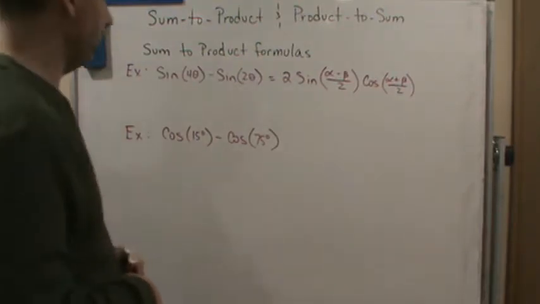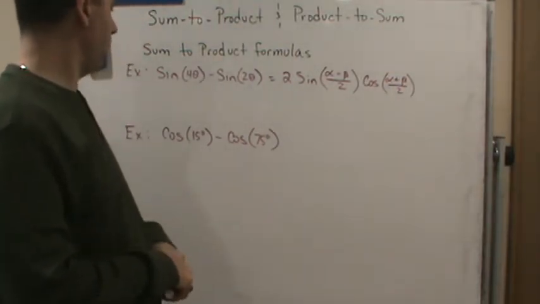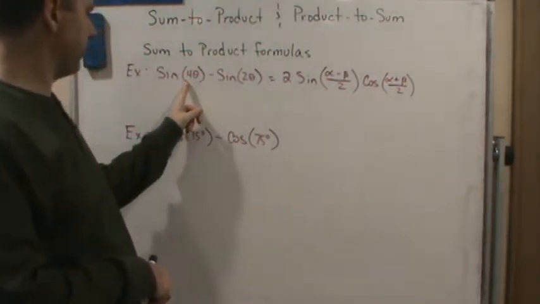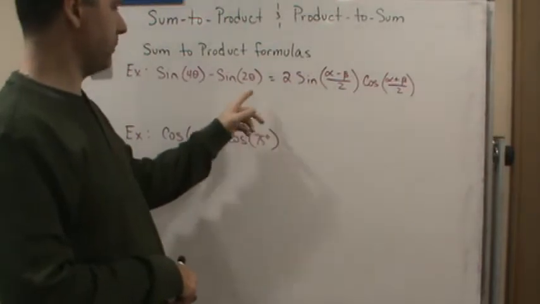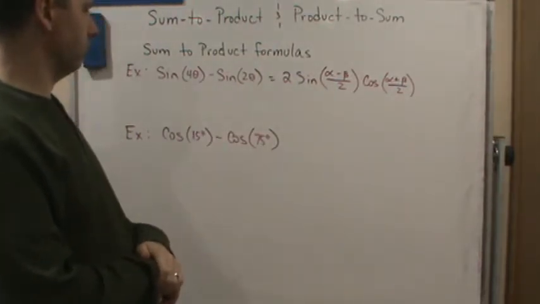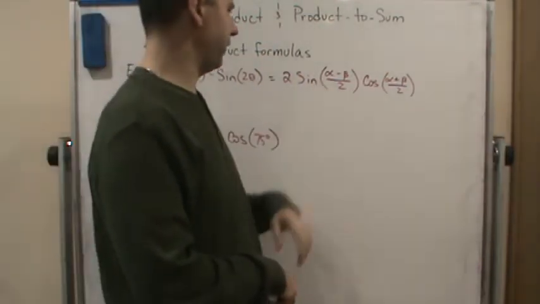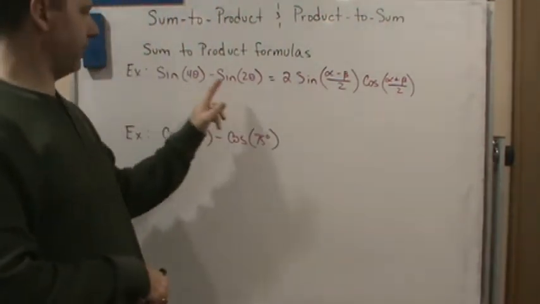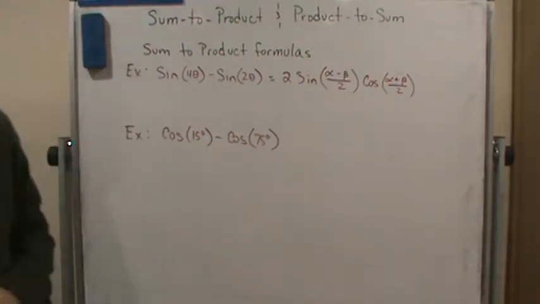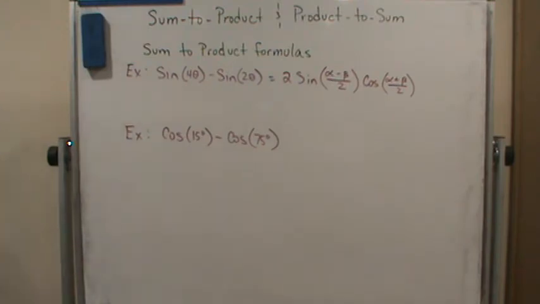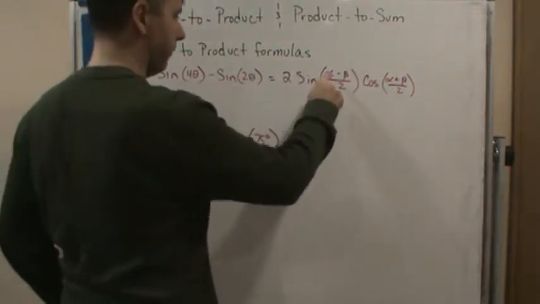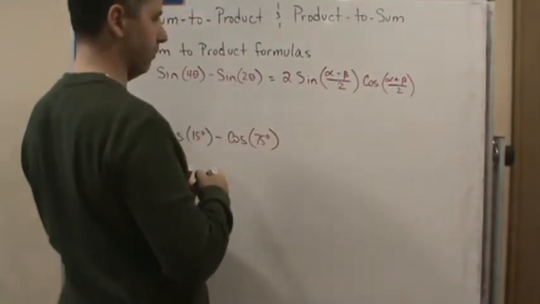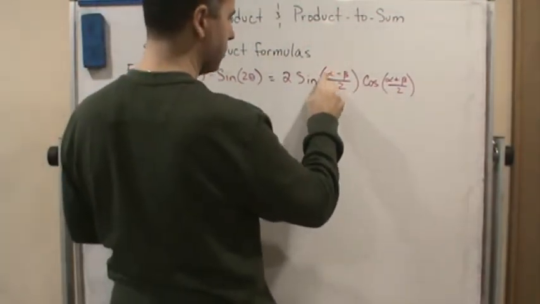Now, what is alpha? Well, this is alpha, and this is beta. So then we know what alpha is. Once we know alpha and beta, then we can just plug and chug, and we're done. So that's what we're going to do. So what is the first one? Well, the first one is going to be 4 theta minus 2 theta.